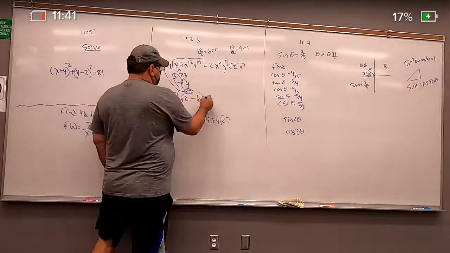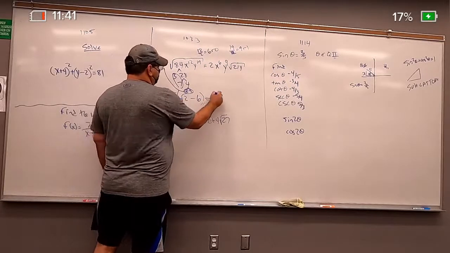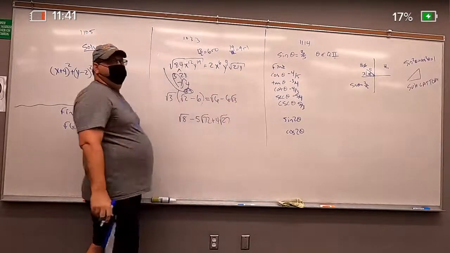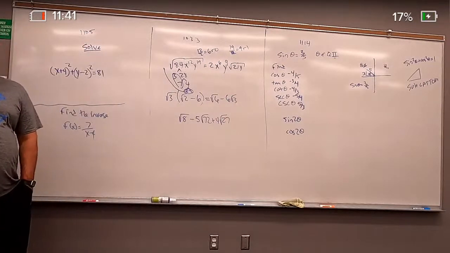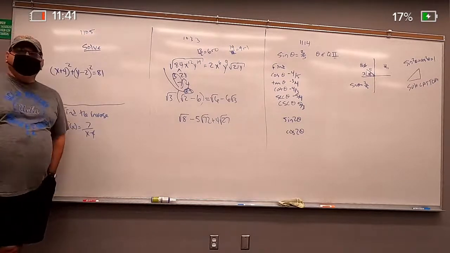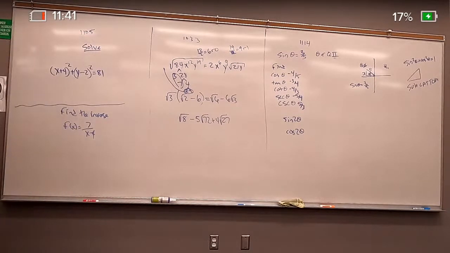Here, square root of 6 minus 6 square root of 3. Did you get that? That one's actually a little bit tricky. Because the 6 isn't under the radical. So it kind of throws people for a loop a little bit. All right.